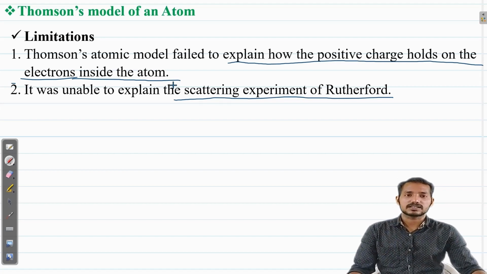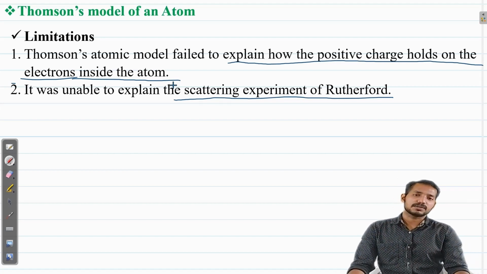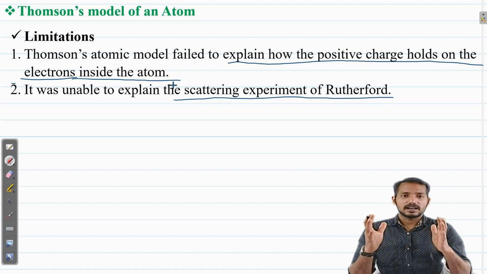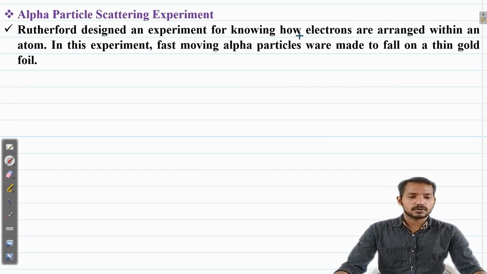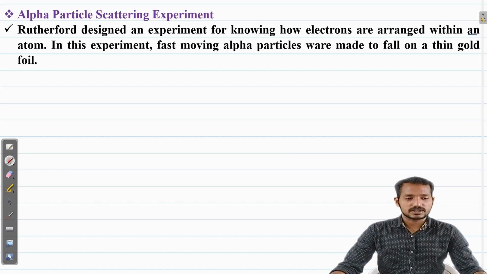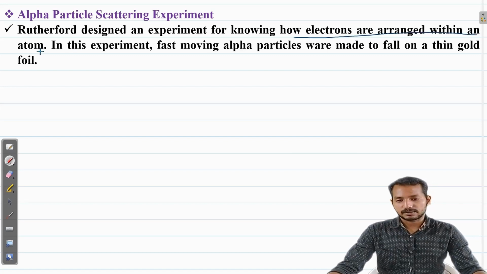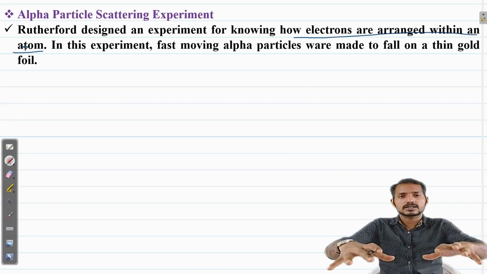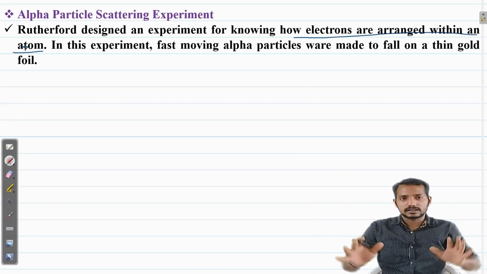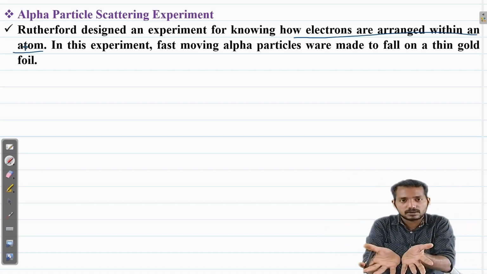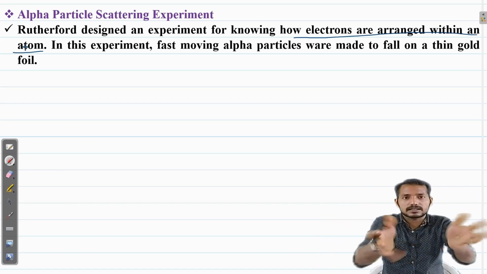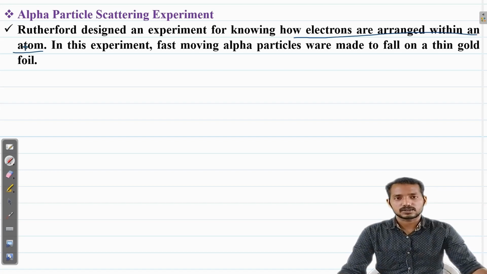So let's see what is the alpha particle scattering experiment performed by Ernest Rutherford. Rutherford designed an experiment for knowing how electrons are arranged in the atom. That means Thomson just said the electrons are embedded somewhere here and there. But whether they are properly arranged or the same as said by J.J. Thomson, he needed to know.